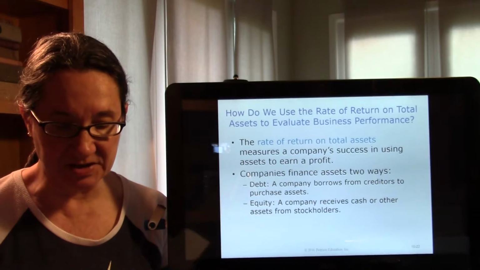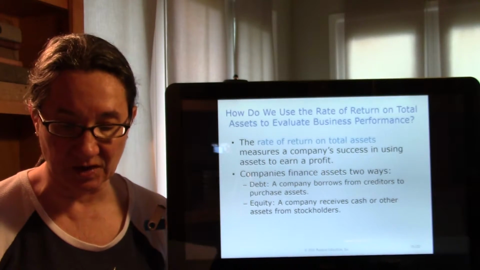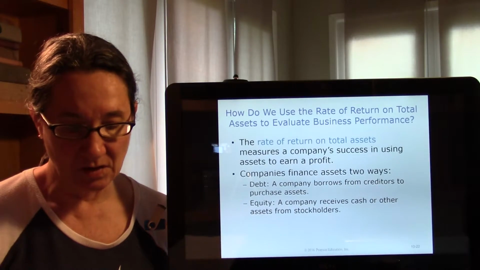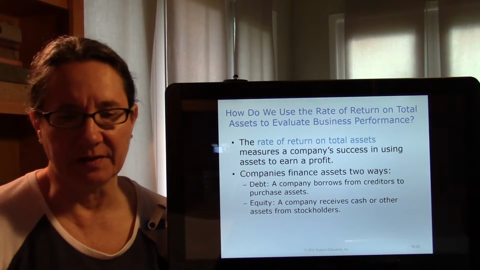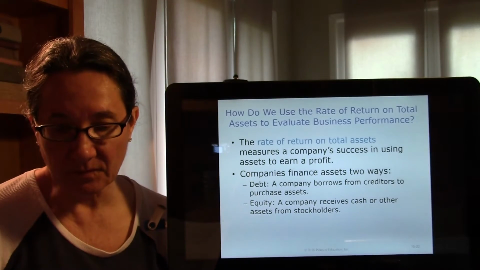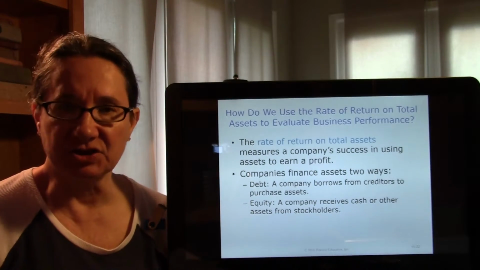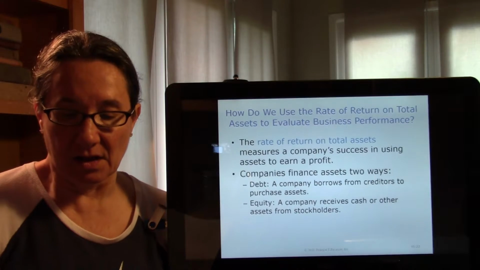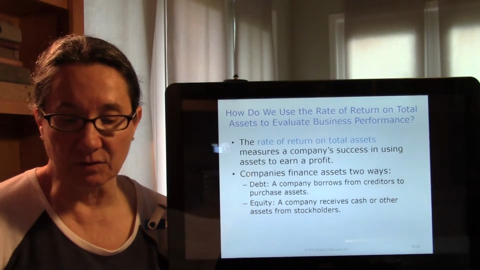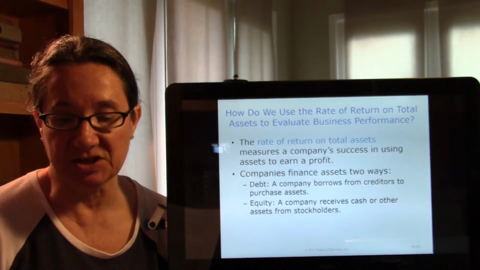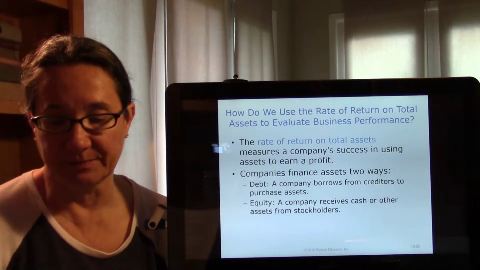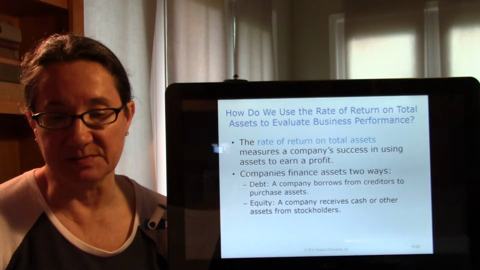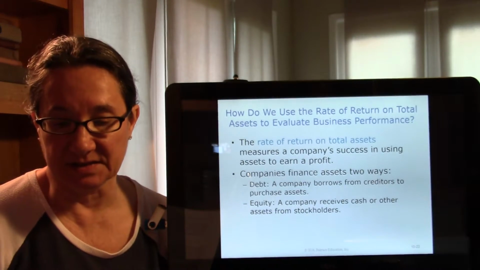So let's talk about ratios we use when we're thinking about other companies. If you're thinking about investing in a company, what might you want to know about them? Well, one ratio might be the rate of return on assets. This is telling you how good a job they're doing using their assets. The rate of return on total assets is a ratio that measures the success a company has in using its assets to earn income. Net income plus interest expense divided by average total assets.